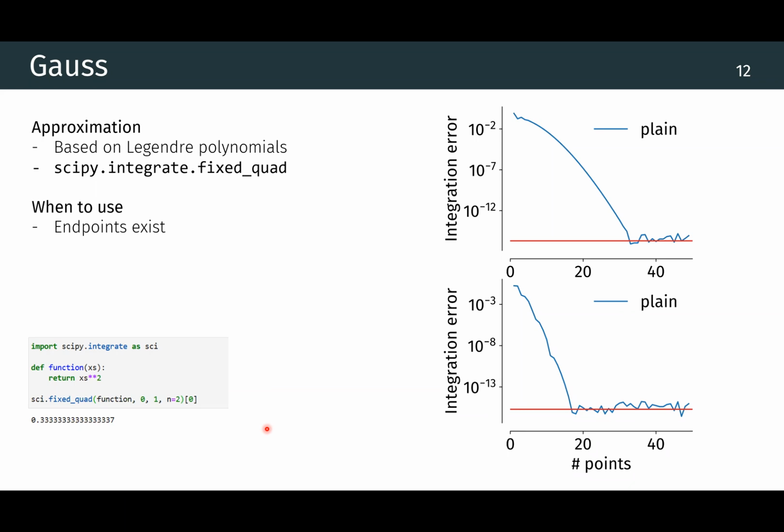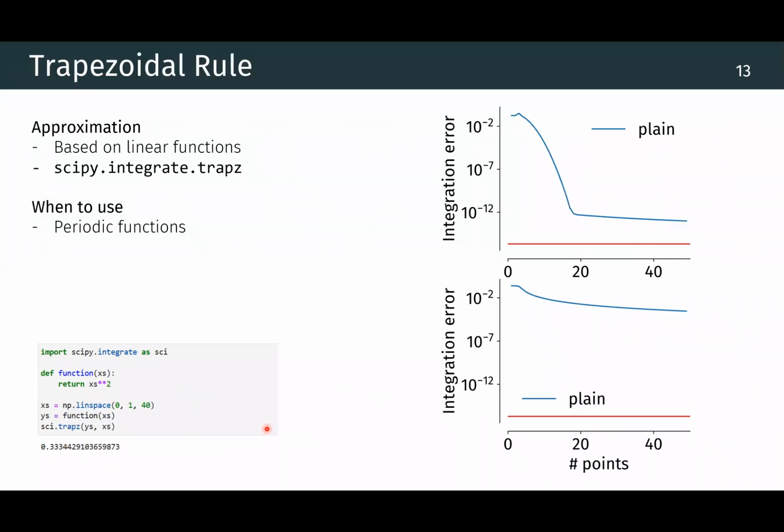If you can't choose your points, and they don't happen to be the ones that you need for the Gaussian quadrature or for Newton codes, then the next best thing is the trapezoidal rule. It's nice conceptually because it's easy. You just make lines between whatever support points you have, and then you integrate this piecewise. The catch is it converges awfully slow.